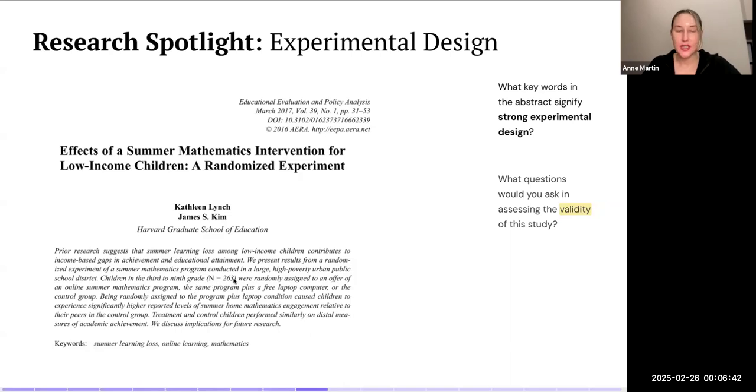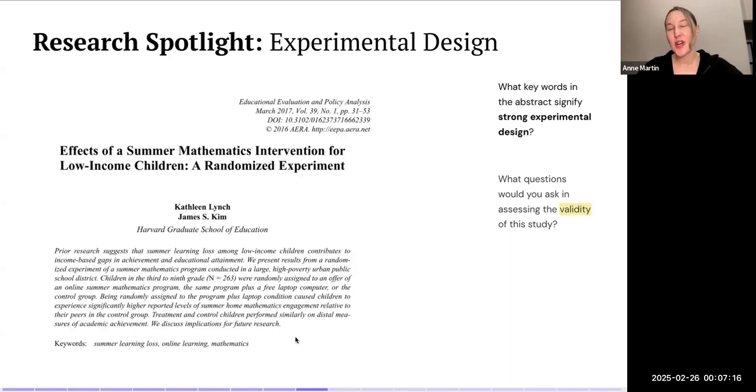N equals 263, were randomly assigned to an offer of an online summer mathematics program, the same program plus a free laptop computer, or the control group. Being randomly assigned to the program plus laptop condition caused children to experience significantly higher reported levels of summer home mathematics engagement relative to their peers in the control group. Treatment and control children perform similarly on distal measures of academic achievement. We discuss implications for future research.